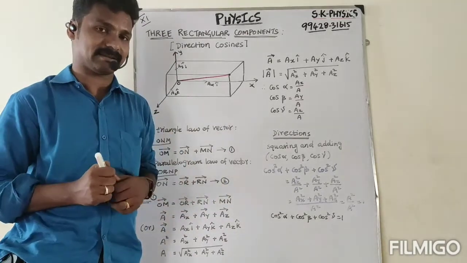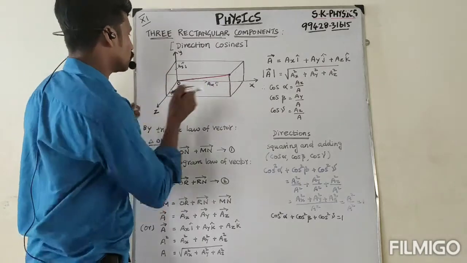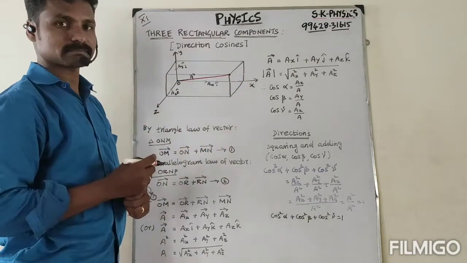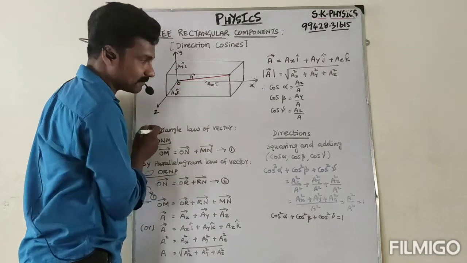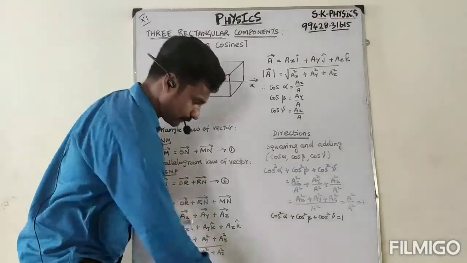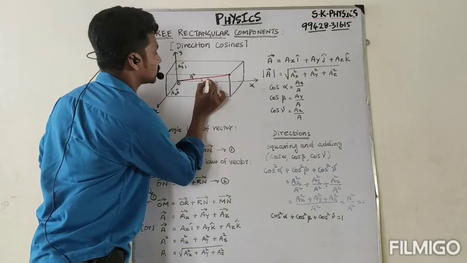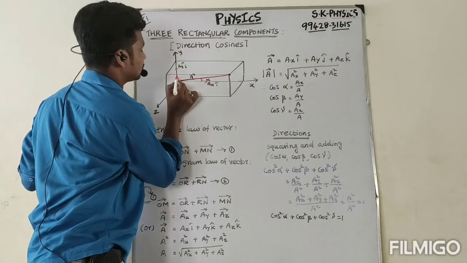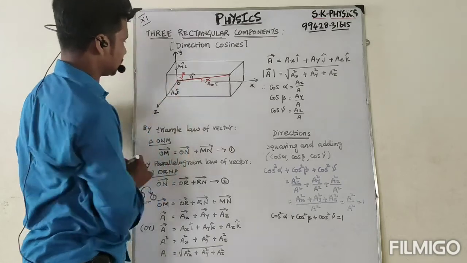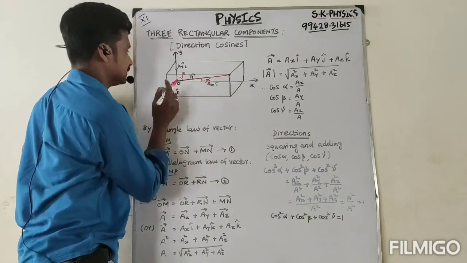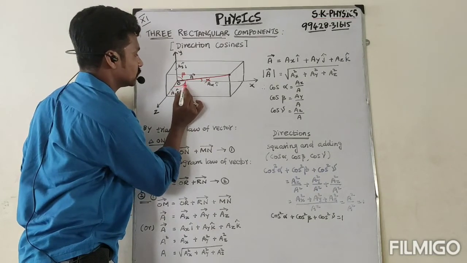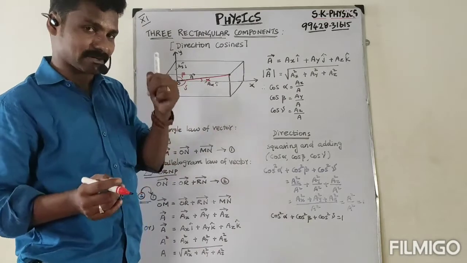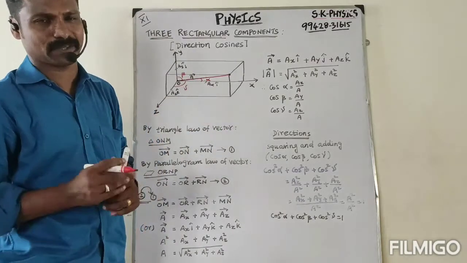So now I want to identify that angle. The angle between the x-axis and the diagonal value, this is a vector, is taken as alpha. Like that, the angle between the diagonal value and the y-axis is beta. Like that, the angle between the diagonal value and the z-axis is gamma. So now we have the angle between the x-axis and the diagonal, alpha, the y-axis and the diagonal, beta, and the z-axis and the diagonal, gamma. So now you know that angle.